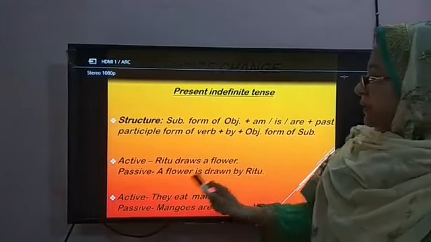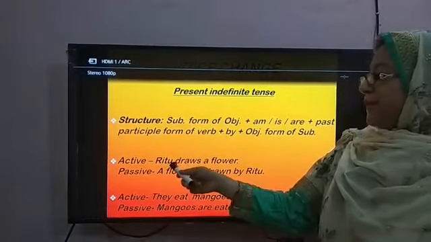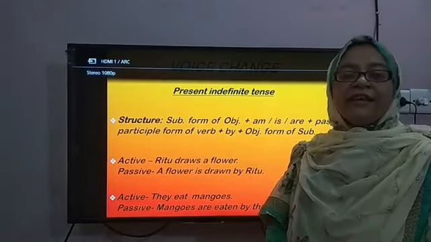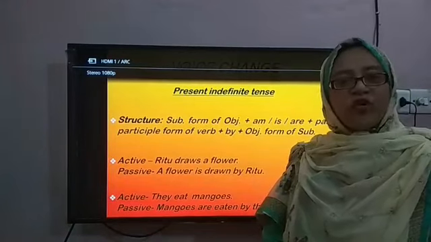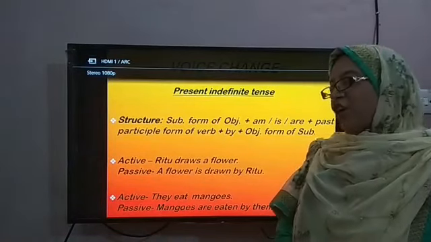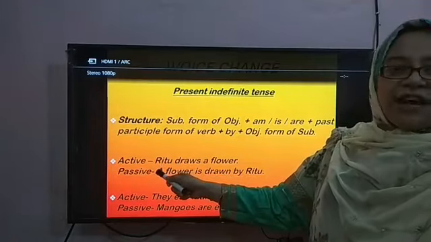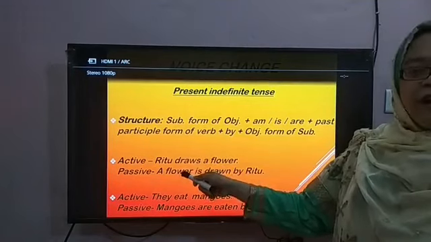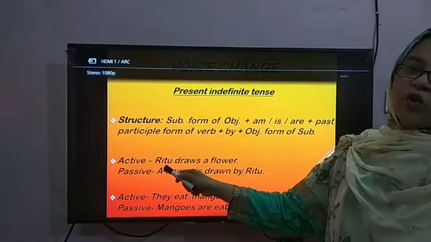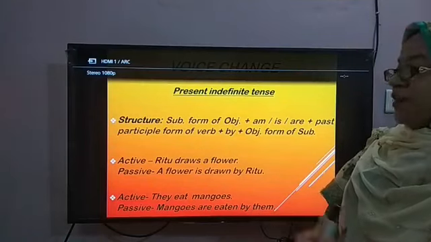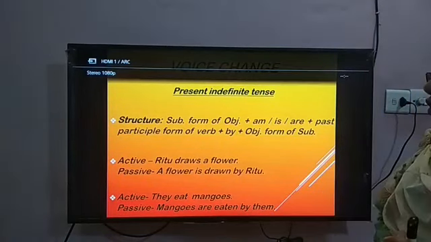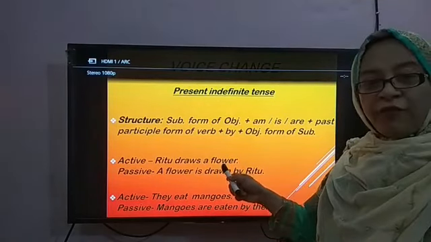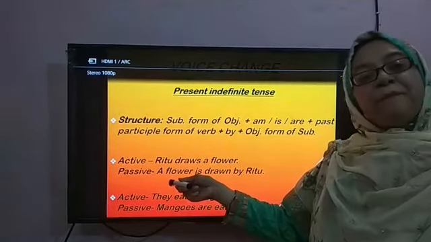Look at here. Here you find an example. Ritu draws a flower. This is an example of present indefinite tense. Everybody knows present indefinite tense very well. Here Ritu is third person, so I use draws, s with the verb, because it is third person singular number. How can we turn it into passive voice? What I have told you: object becomes subject. That means a flower becomes subject of the passive voice.